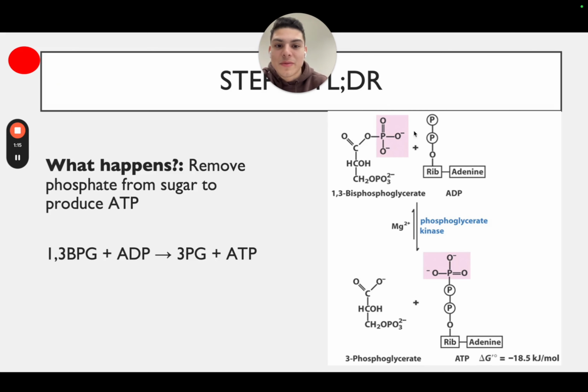We're phosphorylating it to form this. But I know it's a substrate. It's just named like that. Do I know why? No, sorry. So the point of this step is that we're removing a phosphate from sugar to produce ATP. So this is step 7.